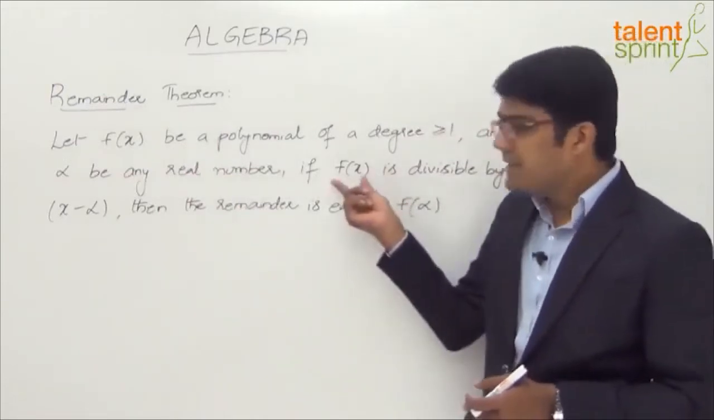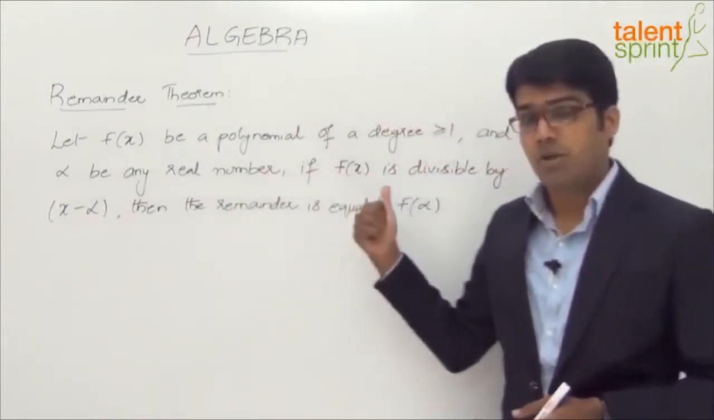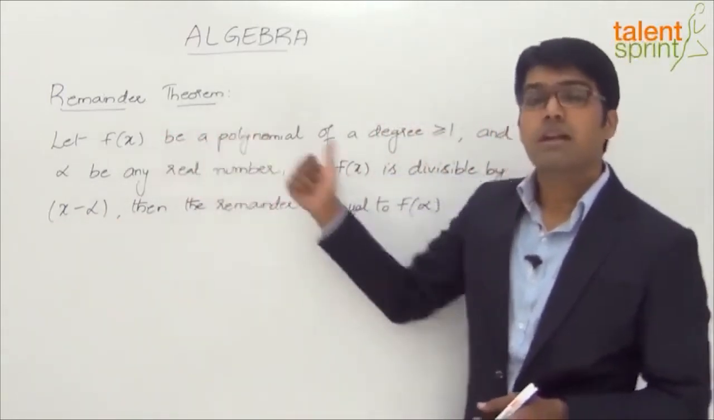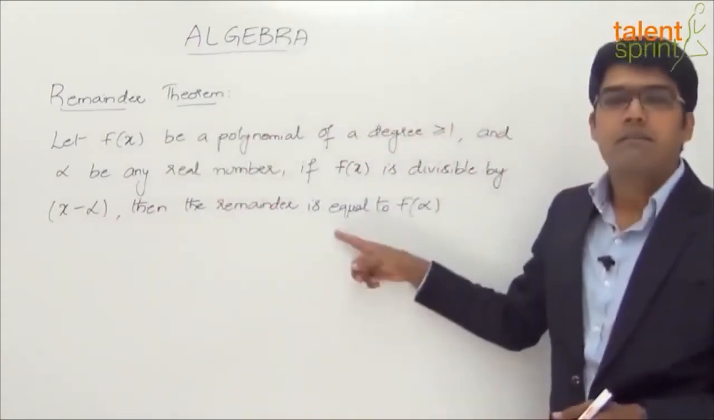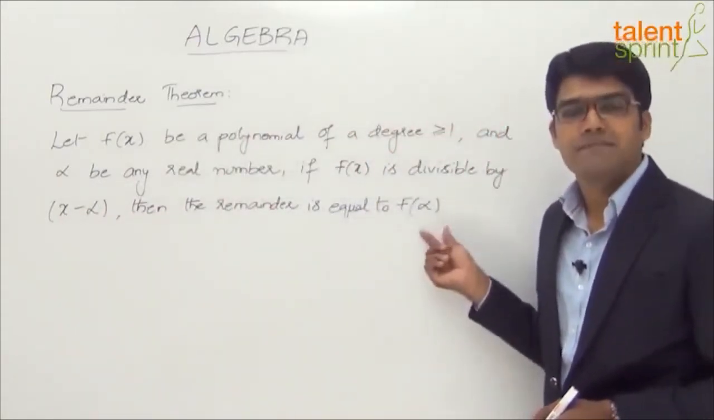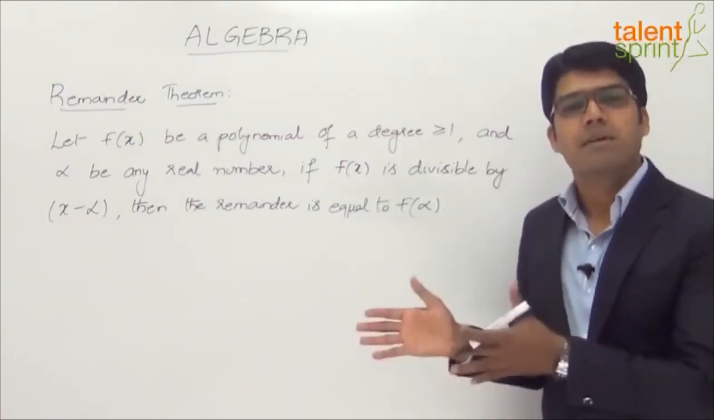Then if we divide the polynomial f of x by x minus alpha, the remainder will be equal to f of alpha. Are you able to follow? So there is a polynomial f of x and there is a real number alpha.